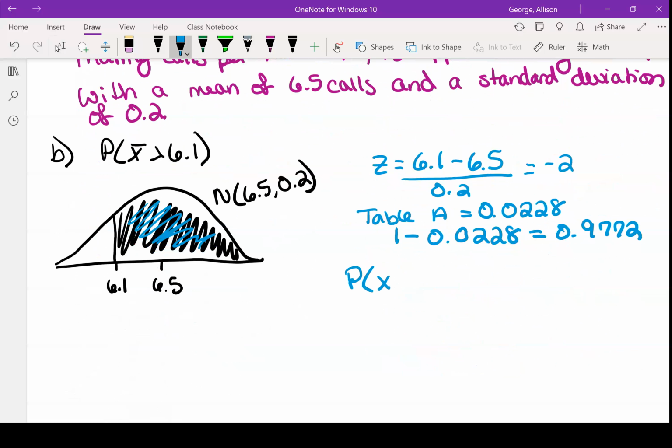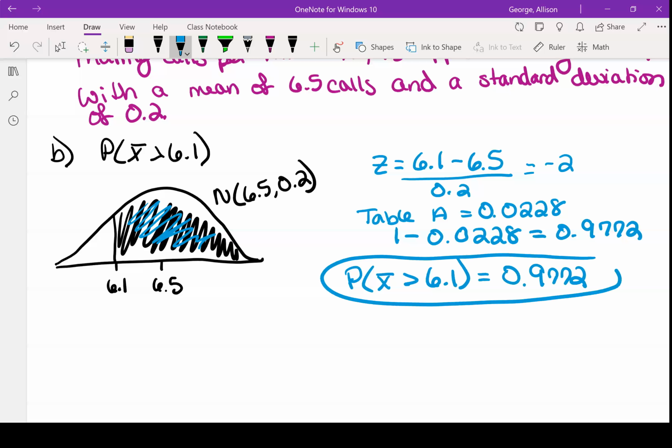The probability that X bar is greater than 6.1 equals 0.9772. All right, so let's stop and talk about that for a second. That's a really high probability. So it is very likely that you would get a sample that had an average of 6.1 or higher for the number of calls per minute.